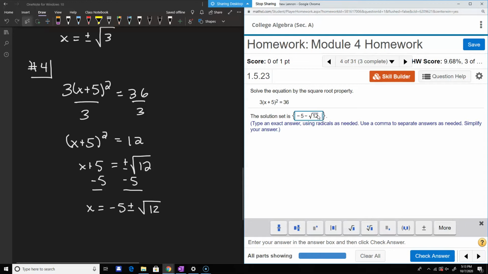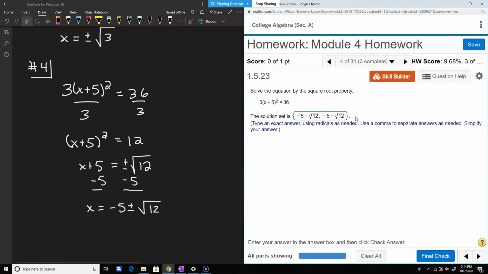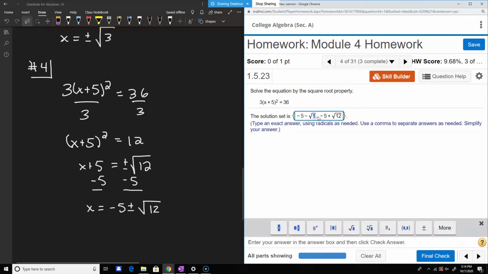The syntax on here is not always perfectly consistent. Not in the correct form. Okay, does it say simple radical form? It says the answer is correct. Oh, it says simplify, so they probably want 2 square root 3.